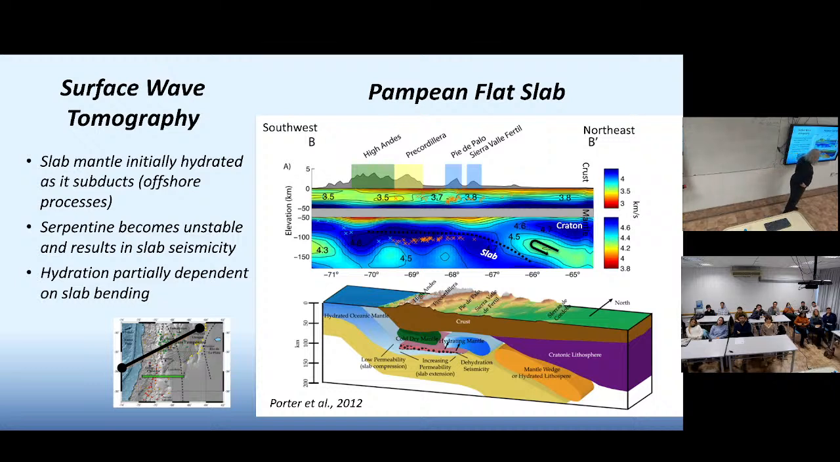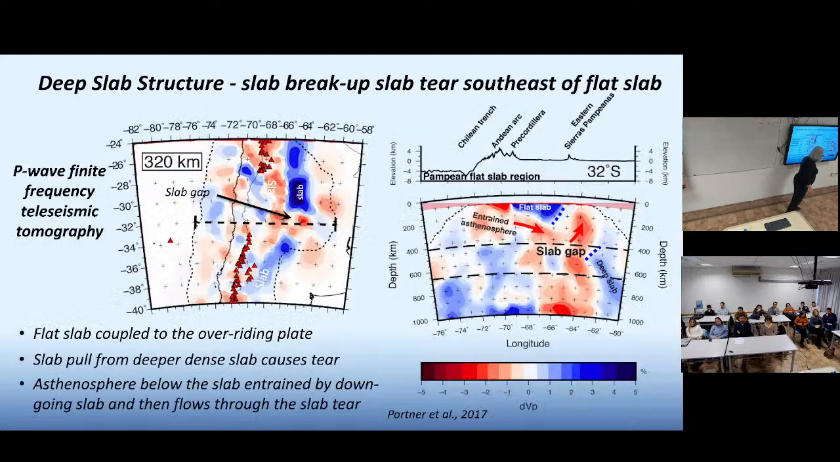And some of the seismic parameters we see suggest that when it bends this one, it's putting that slab into compression, and the fluids can't get through. But then when it flattens out and starts to bend the other way, it opens up the faults a little bit, and fluids come out. So we see hydrating mantle here, and maybe not so much there.